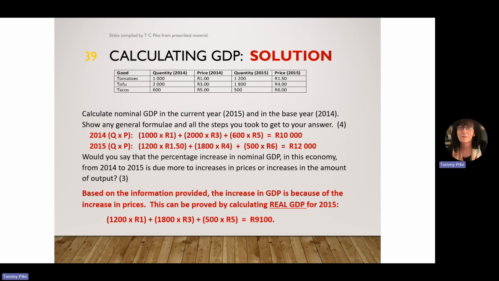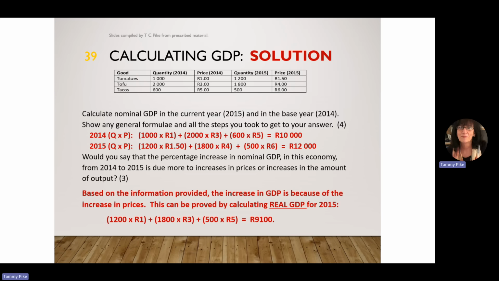Or we could get specific and say, in the case of tomatoes, the quantity increased, but in the case of both the other products, the quantity of output has decreased, but prices have increased across the board. All right, so something along those lines. You don't have to give exactly what I've given here in your answer, but you've got to explain it to us. And then, of course, based on the information, the GDP increase is because of an increase in prices.